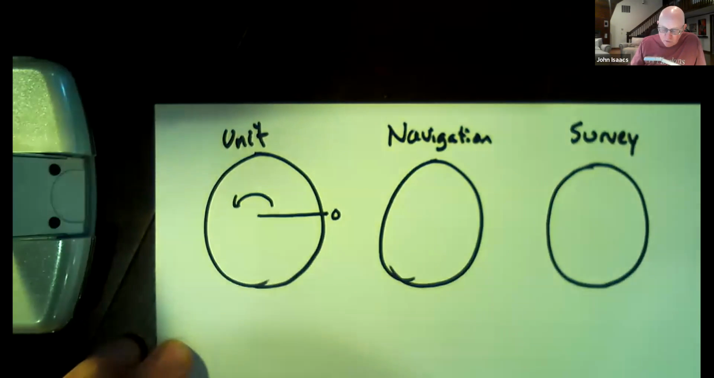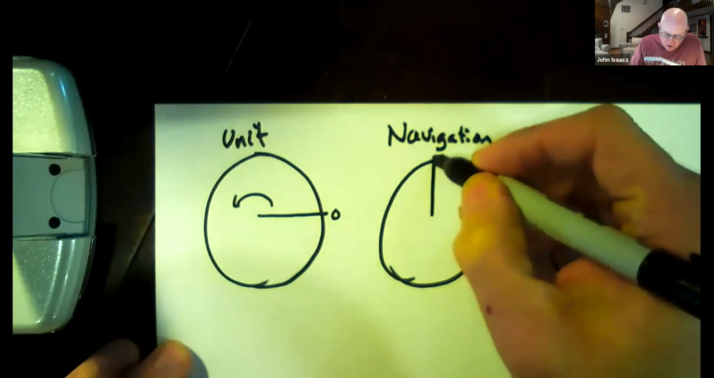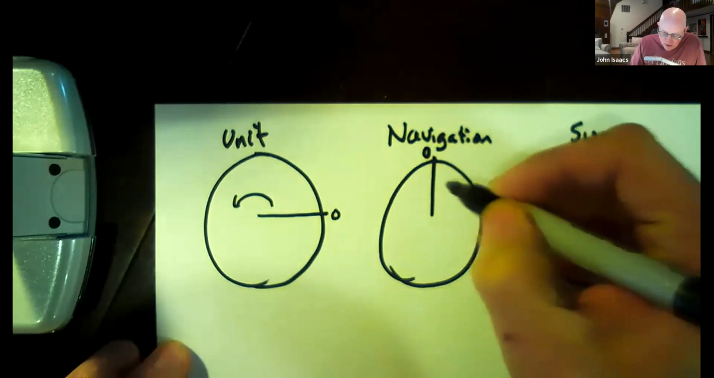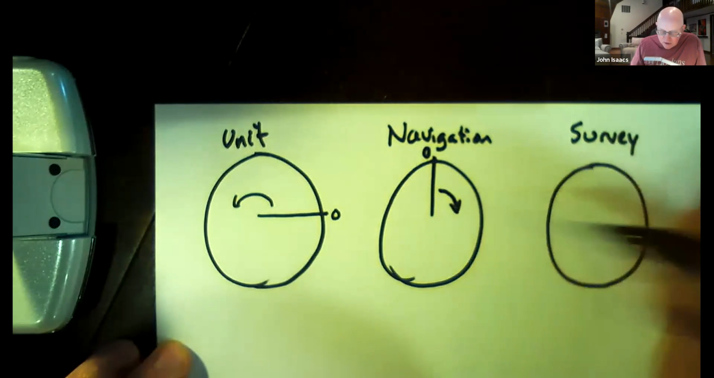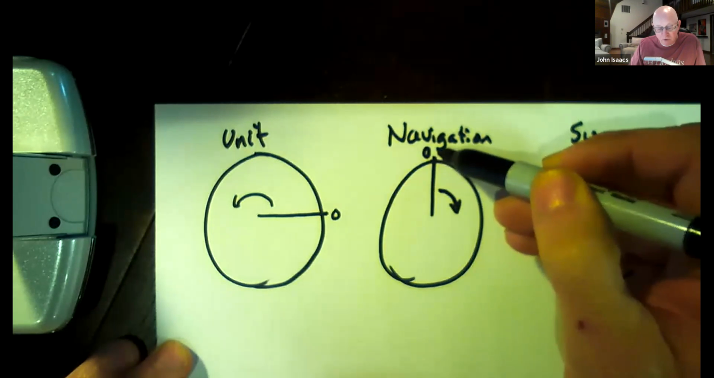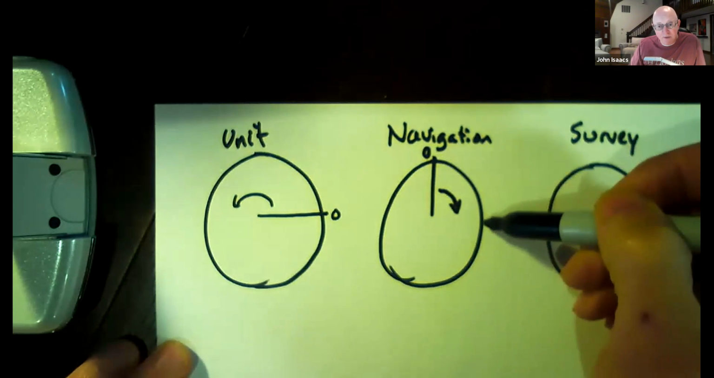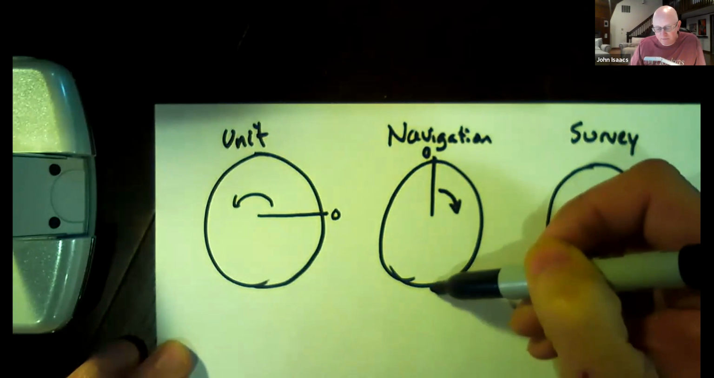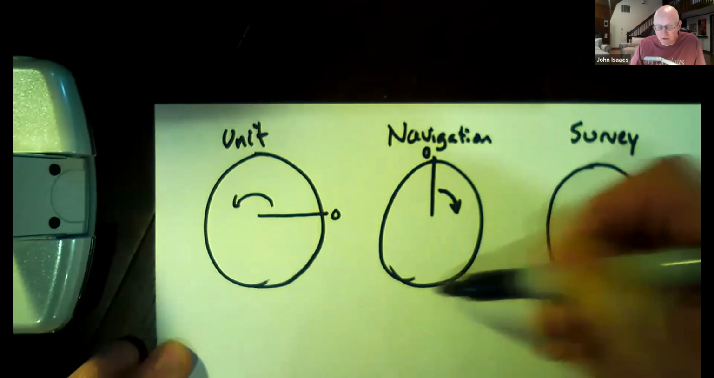The navigation circle works differently. Instead, 0 is here, and it moves clockwise. We would tend to call this north. So 0 would be north, and 90 degrees would be east, and 180 degrees would be south, etc.